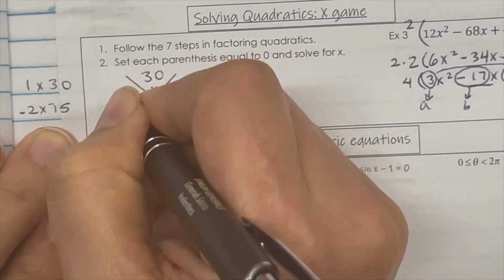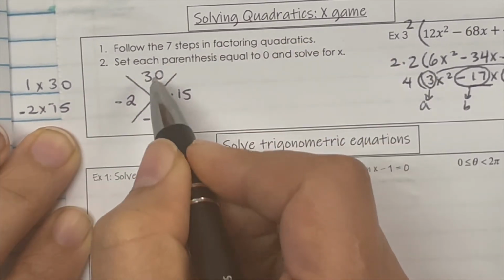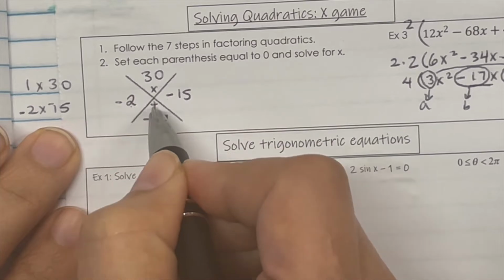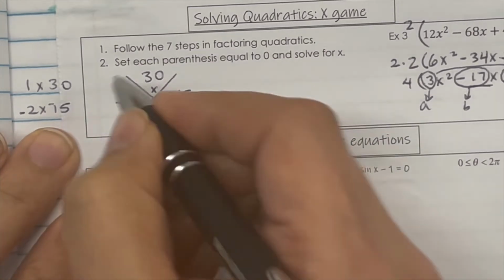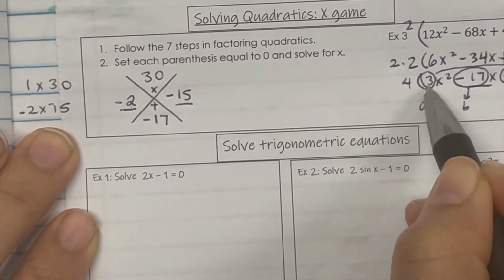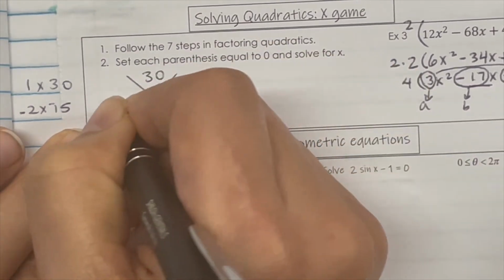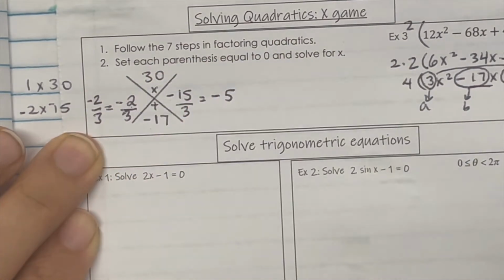If I want negative 17, let me make them both negative. Let me check it. Negative 2 times negative 15 is 30. Negative 2 plus negative 15 is negative 17. So this works. Divided by A. So A is 3. I'm going to get negative 2 over 3 and negative 5.